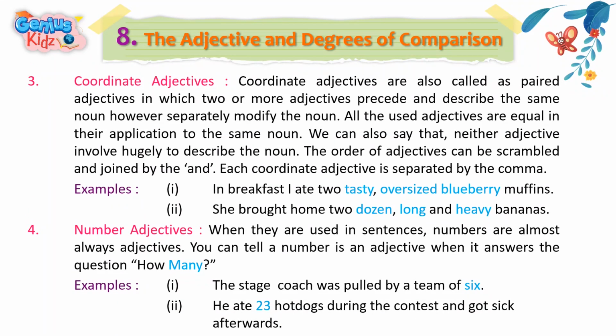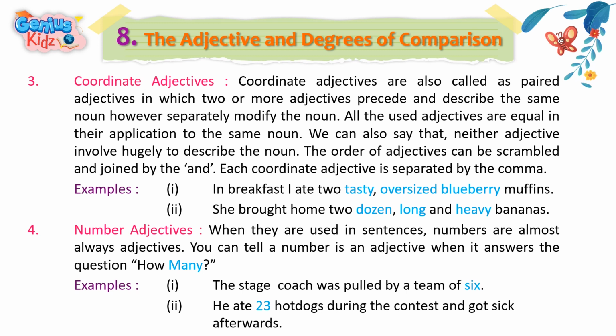3. Coordinate adjectives. Coordinate adjectives are also called paired adjectives, in which two or more adjectives precede and describe the same noun, however separately modify the noun. All the used adjectives are equal in their application to the same noun. We can also say that neither adjective contributes hugely to describing the noun. The order of adjectives can be scrambled and joined by the word and. Each coordinate adjective is separated by a comma.